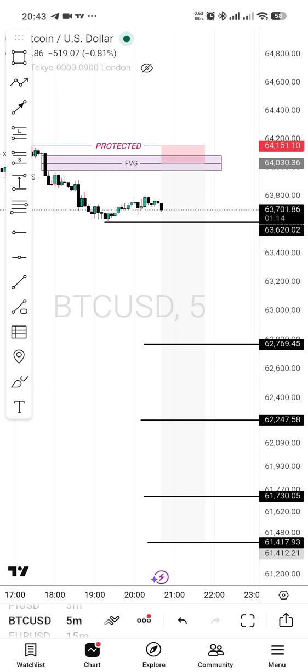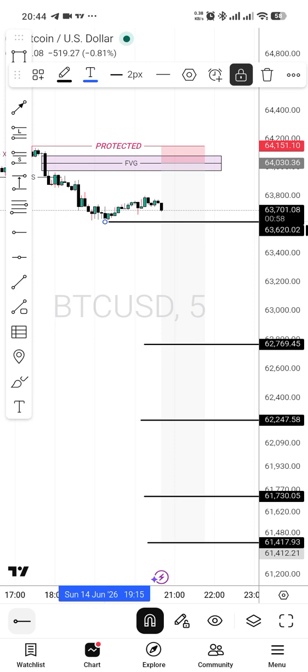I am bringing to you BTCUSD charts this evening, and this is a chart setup that has formed. My take is that the price does not violate this very low here before it mitigates the block.